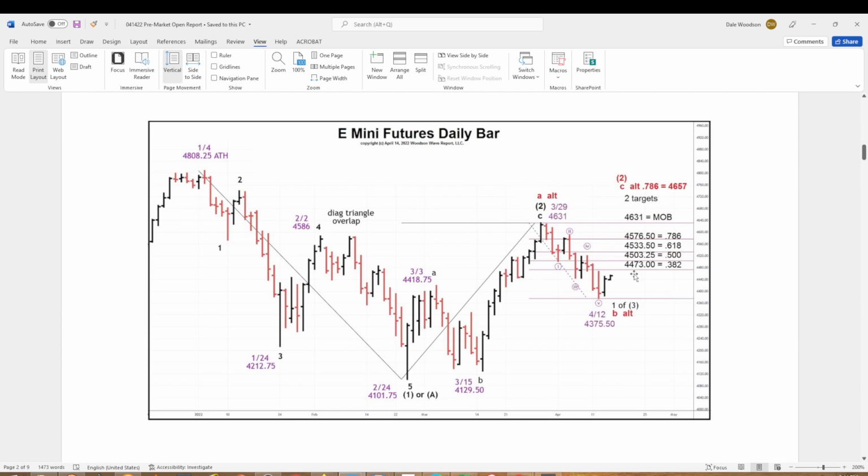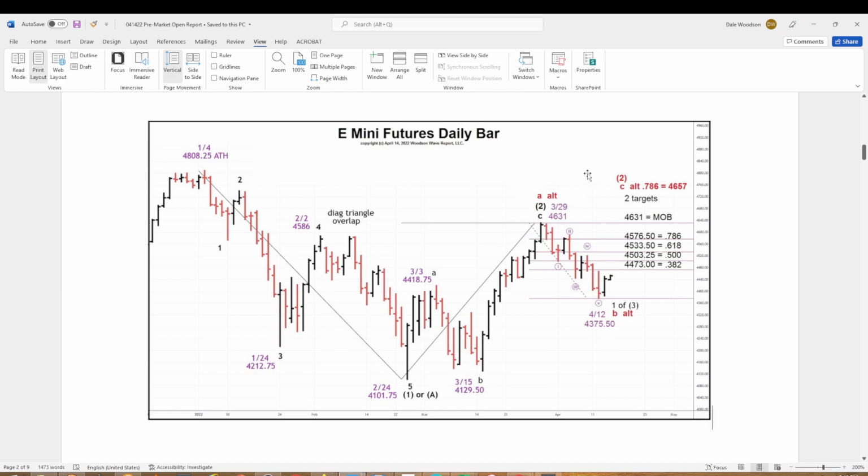And here are the wave 2 targets, and you can see this was close to hitting that first 382 target there. We do have an alternate count in red. This is 1 down, that's A of 2, B of 2 in red, and then C where 2 would go higher, Fibonacci retracement of 1 up to the 786, and there is the target there. But this is a main thing of interest here, okay?